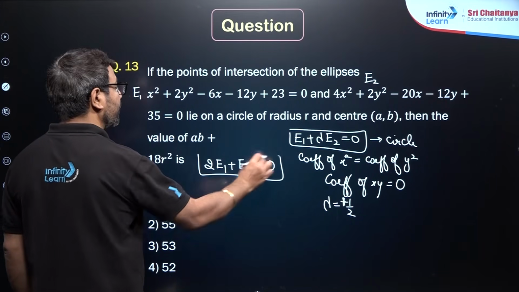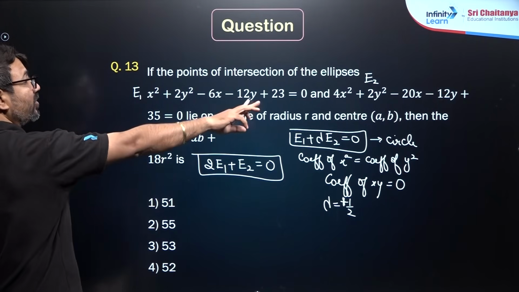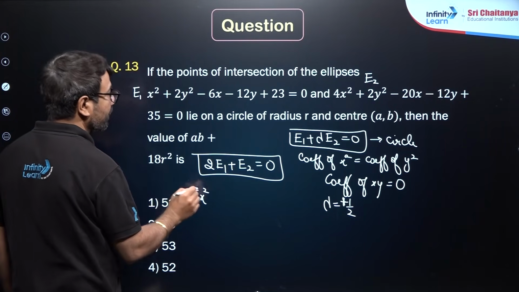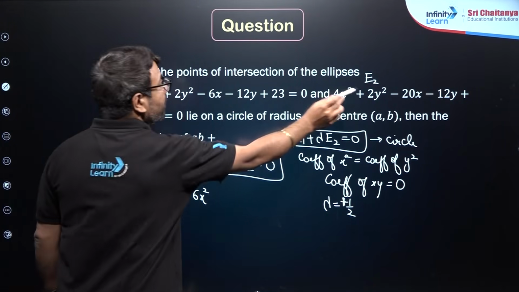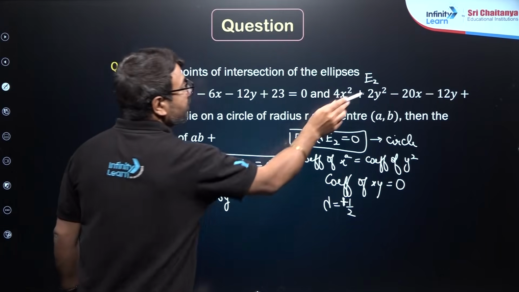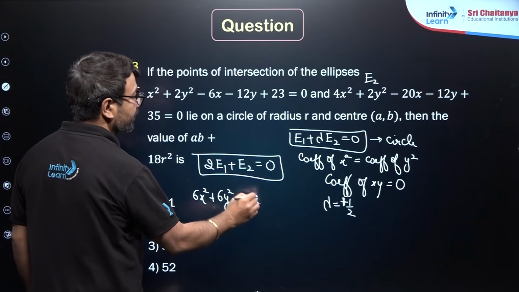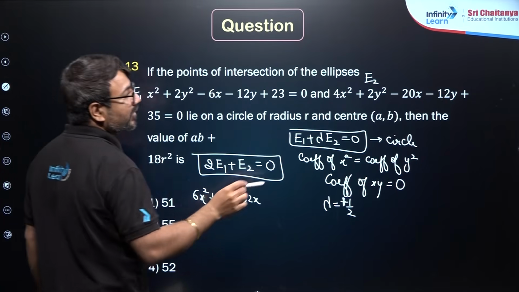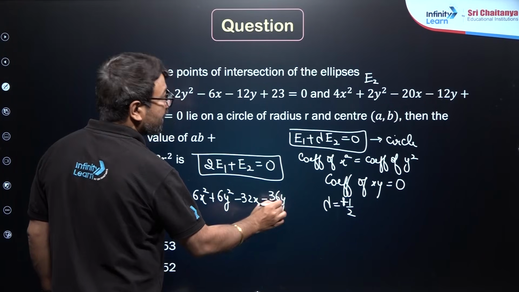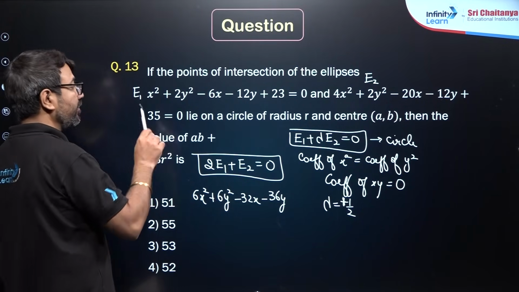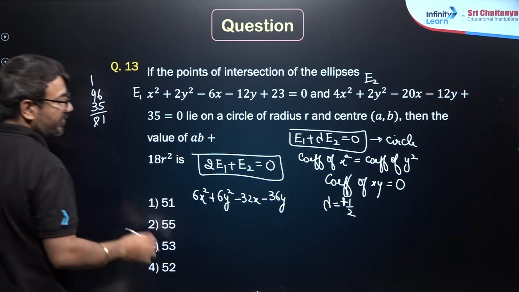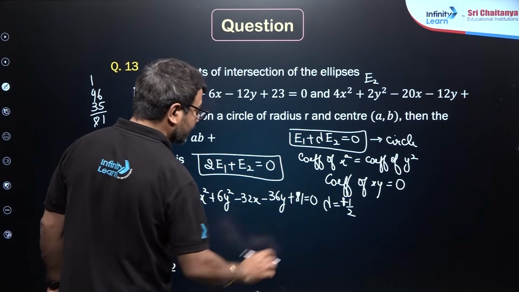Now, bache, let's multiply all of them by 2 and then add to this. So 2x square plus 4x square, it will become 6x square. Here it will become 4y square plus 2y square, again 6y square. Multiply by 2, minus 12x, minus 20x, so minus 32x. And multiply by 2, minus 24y, minus 12y, so minus 36y will happen here. 46 plus 35, it will be 81, and then 11 will happen here. So this is the circle that they're talking about.